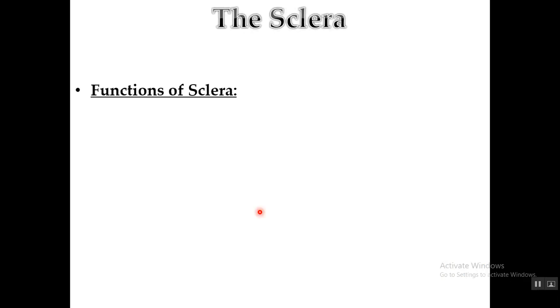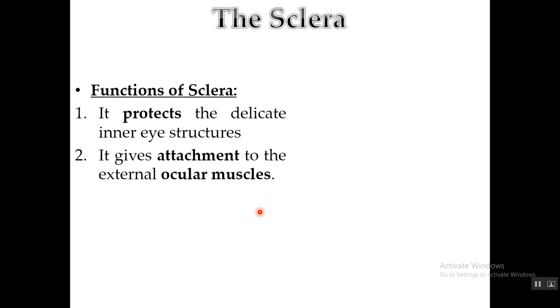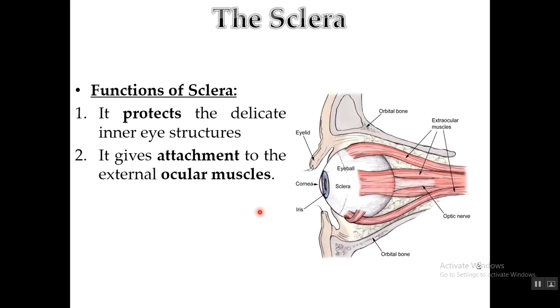What about the function of the sclera? The sclera has two main functions. Number 1, it protects the inner structures of the eyeball. Number 2, it gives attachment for the extraocular muscles, as we can see in the diagram. This is the sclera.